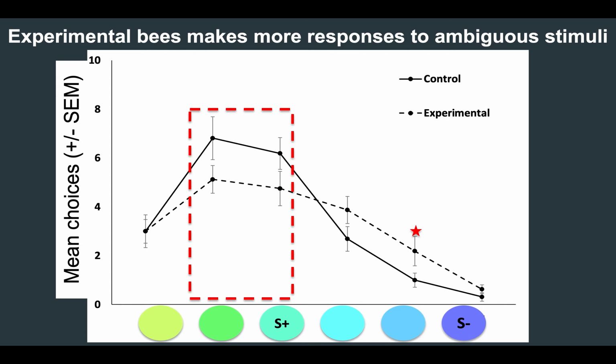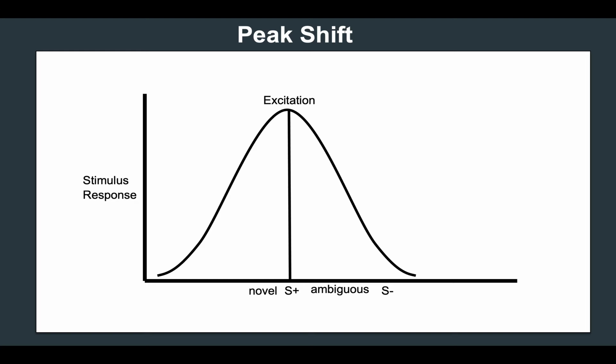Now, this might be surprising if you haven't heard of peak shift, but if you have, it makes a lot of sense. So when animals are trained to an S+ stimulus, they form an excitation gradient around that S+ stimulus. And the peak underneath that particular gradient is where you get the peak response, and that is at the S+ stimulus.